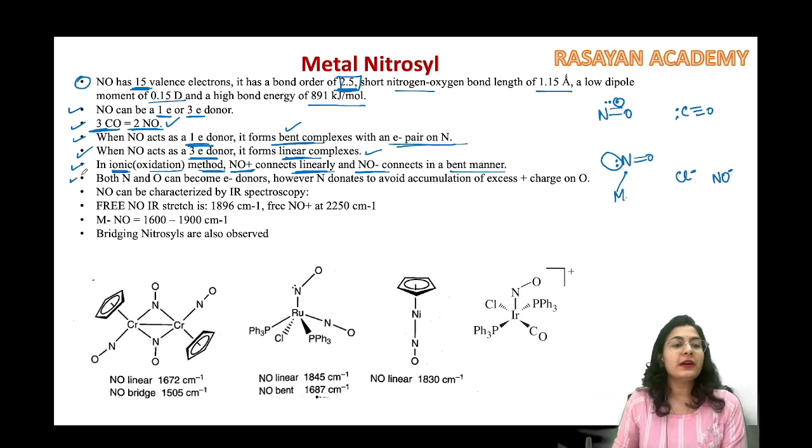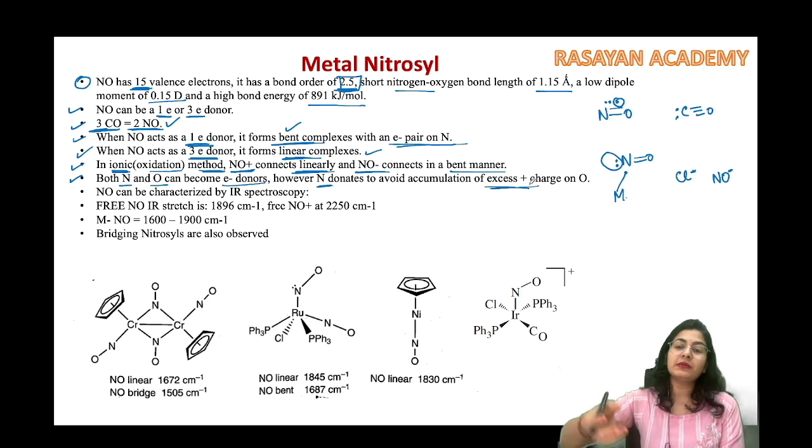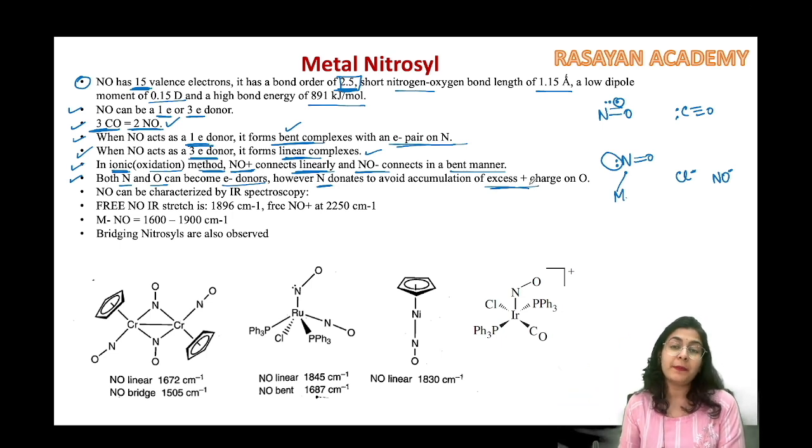Now both the nitrogen and oxygen can become electron donor sites, but nitrogen donates, because after donation a positive charge appears, which nitrogen can handle, but oxygen is comparatively more electronegative, so it can't handle that. Next, nitrosyl can be characterized by IR spectroscopy. These two are the most important things: the IR value and the 18 electron count. Only these two things come up.